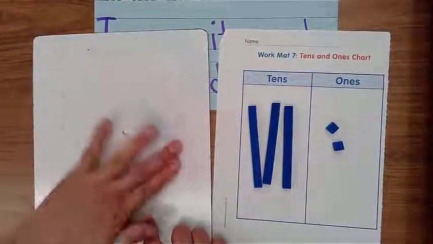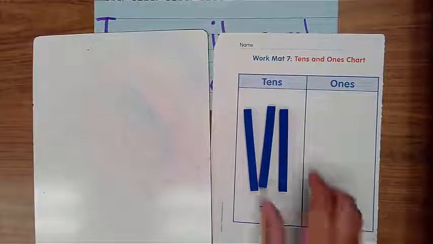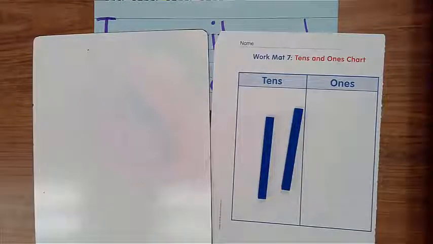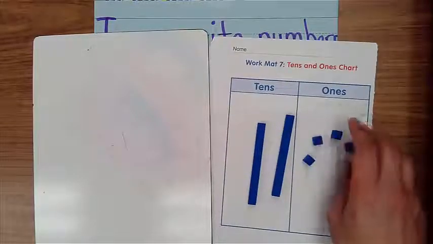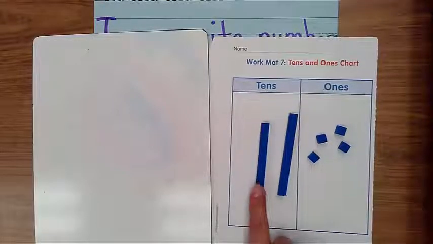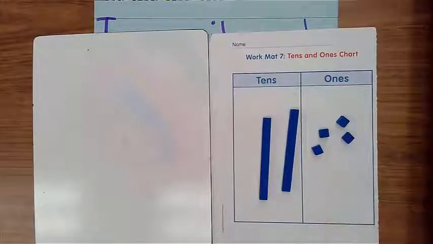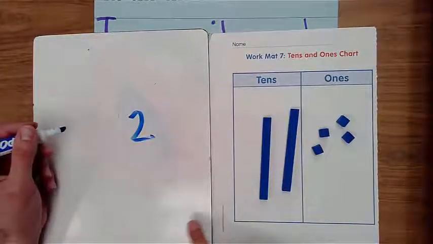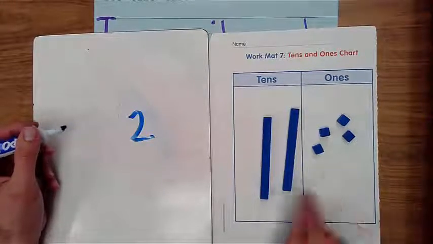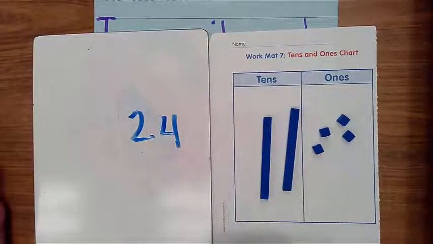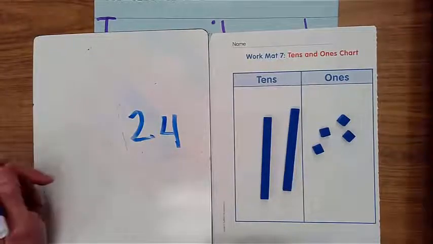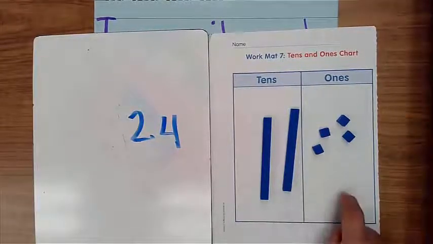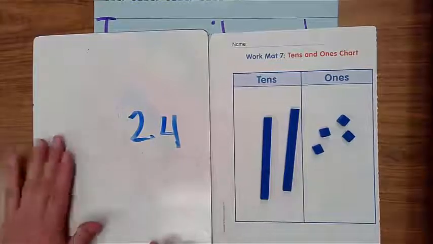All right, let's do one more that way. So what if I have 2 10s and 4 1s? Well, let me write that. I have 2 10s. I'm going to write the 2 right there. And then I have 4 1s. I'm going to write that right there. 2 10s and 4 1s makes 24. Very good. So that's 24. That's what 24 looks like.